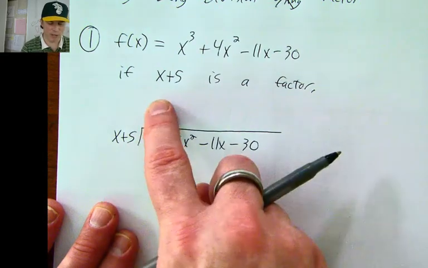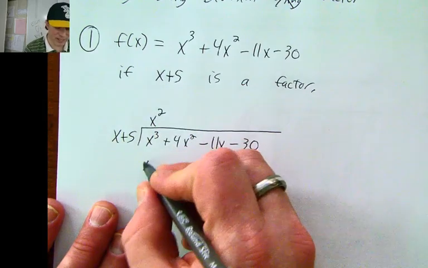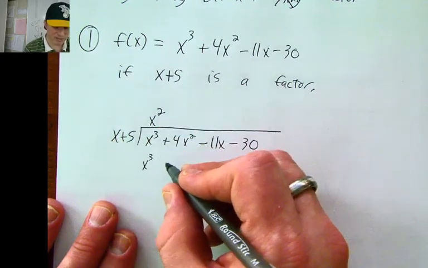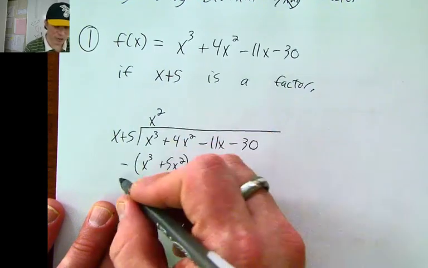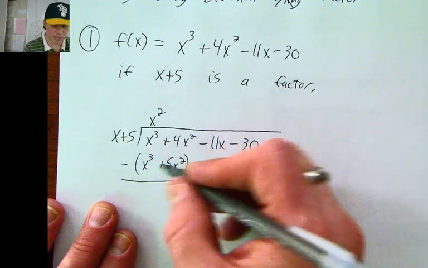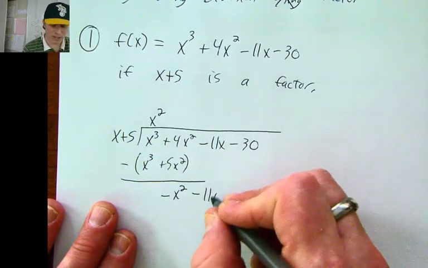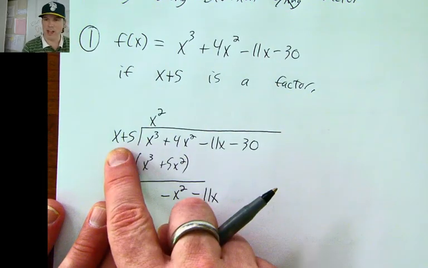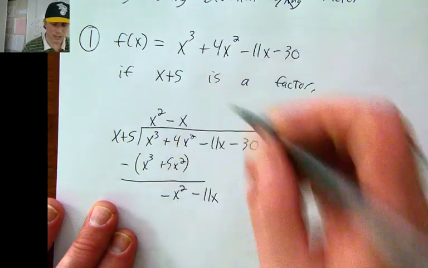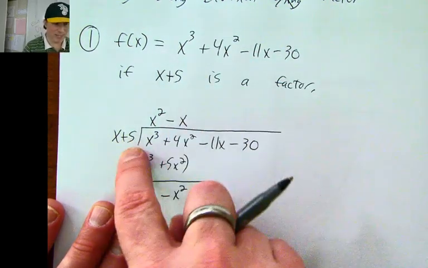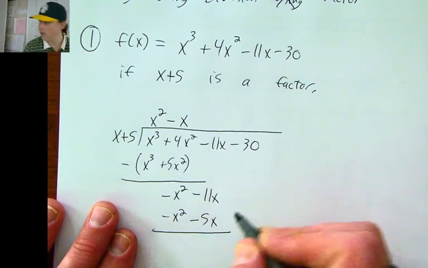X times what is x cubed? That's going to be x squared. X squared times x is x cubed, and x squared times 5 is plus 5x squared. And I subtract. The x cubes cancel out. 4x squared minus 5x squared is negative x squared. Drop down the next thing, the 11x. X times what is negative x squared? That would be negative x. Negative x times x plus 5 is negative x squared minus 5x. And I subtract.